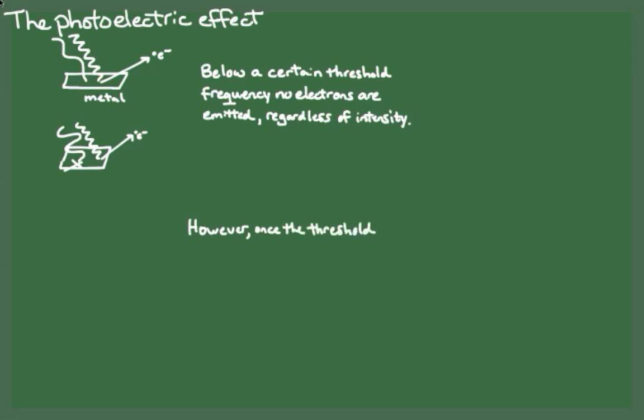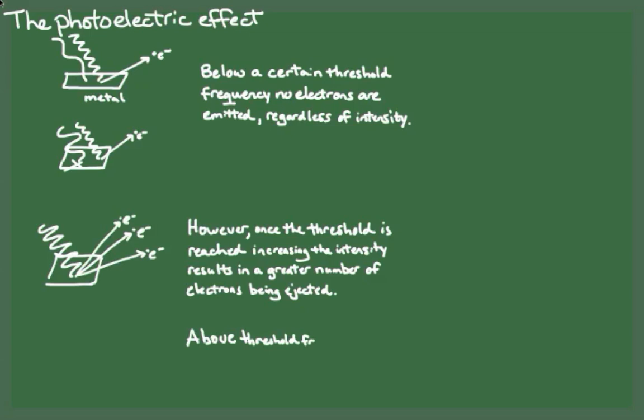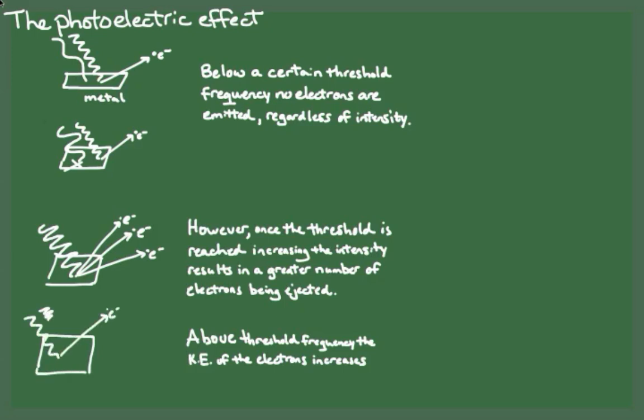However, once you're at the threshold frequency, increasing the intensity will result in a greater number of electrons being ejected from the material, in this case a metal plate. So here's our metal plate, we go to higher frequency and boom, more electrons. I'm sorry, a higher intensity, and therefore more electrons are ejected. If you go above the threshold frequency, then the kinetic energy of the electrons is increased. And that's represented with this, and then higher frequency, and the larger line represents an electron with greater kinetic energy.